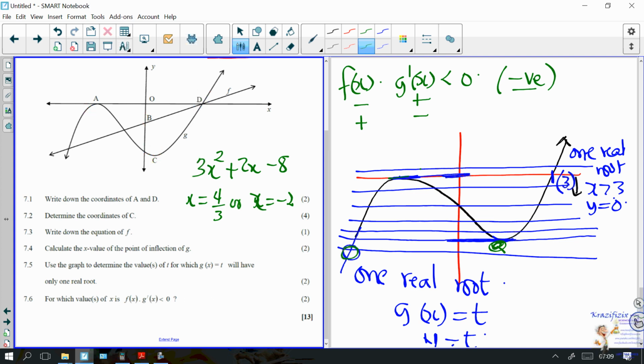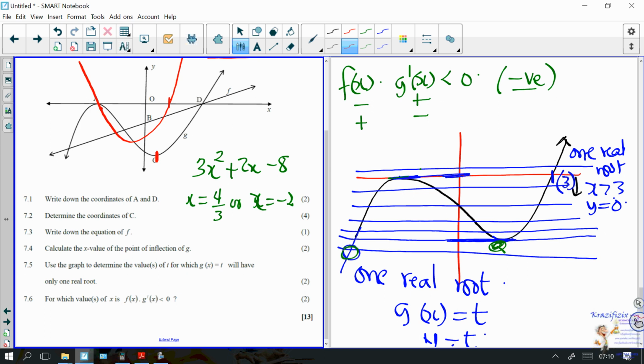It's 3x squared, which is positive, which means it's a smiley face. My x value is 4 over 3, which is my turning point, and x equals negative 2, another turning point. So my graph actually looks like that.